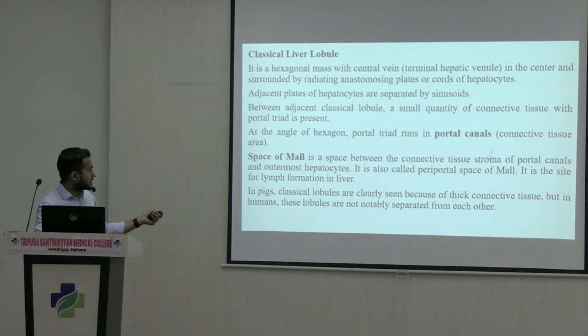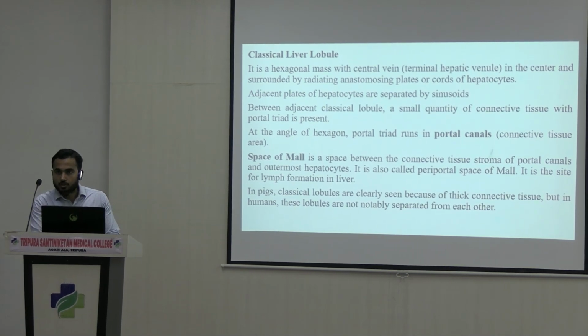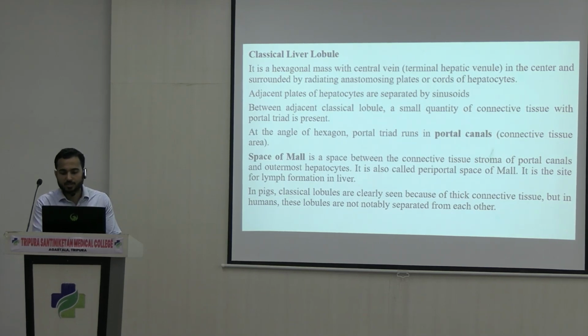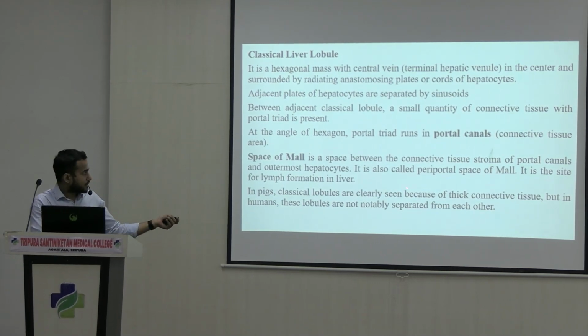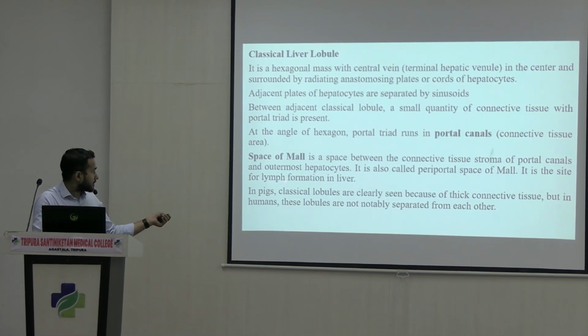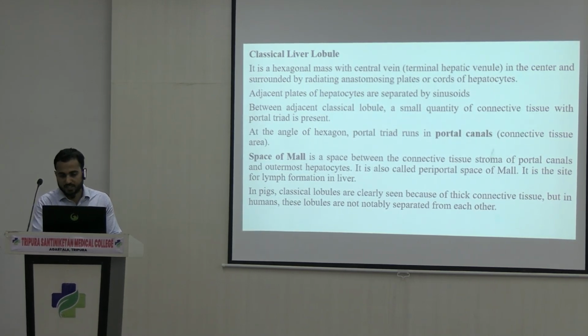So as you can see, the space of Moll is a space between the connective tissue stroma of the portal canal and the outermost hepatocytes. The space in between them is called the space of Moll, and it is also called the periportal space. It is the site of the formation of lymph of the liver. That means the lymphatics of the liver form from this particular space.